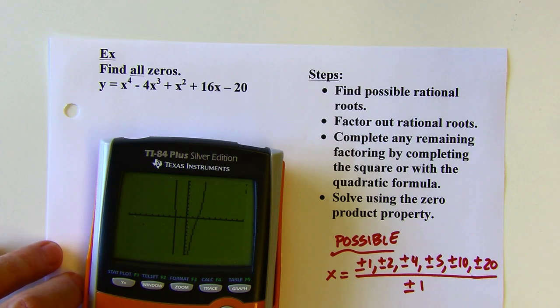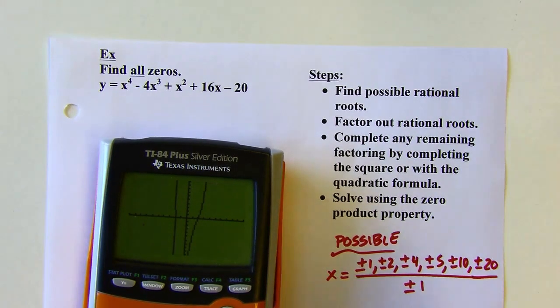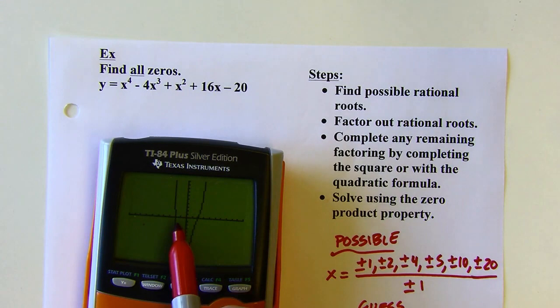Okay, so it looked like it crossed at negative 2 and also at positive 2. And that might be a triple root there. Who knows? But let's get our guesses down. So x could potentially equal negative 2. Not sure because it might be a decimal that's just really close to negative 2. And it looks like positive 2 might work as well.